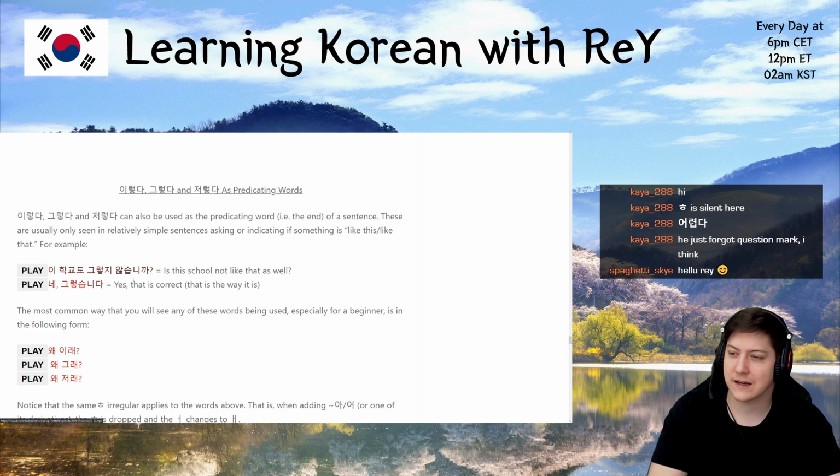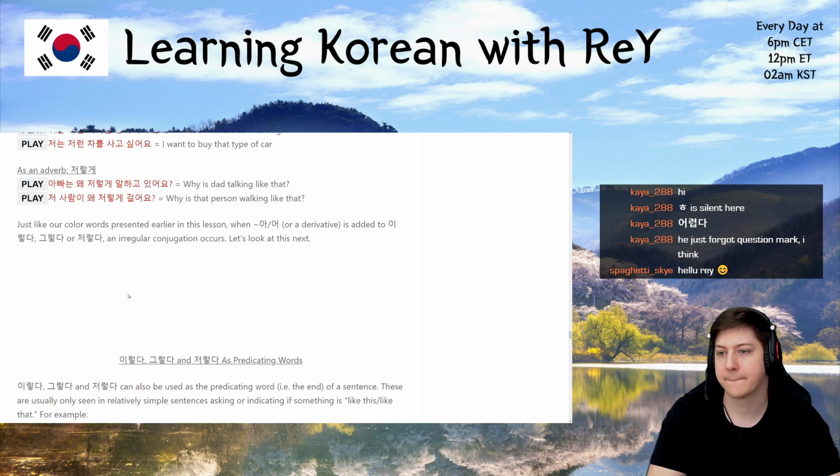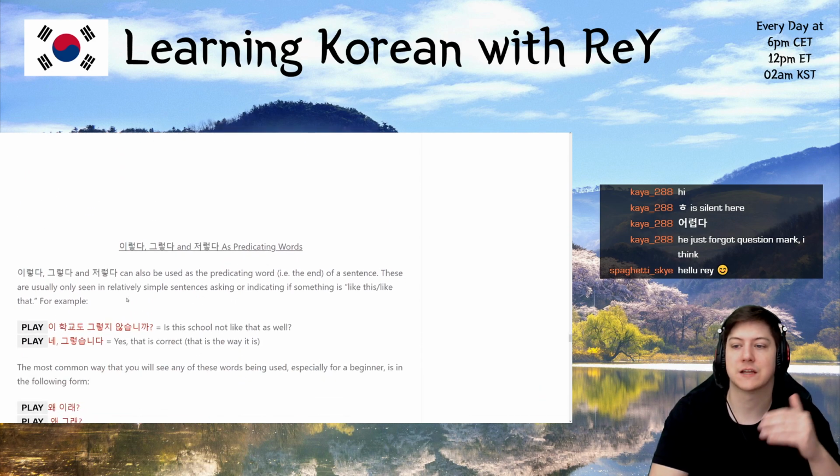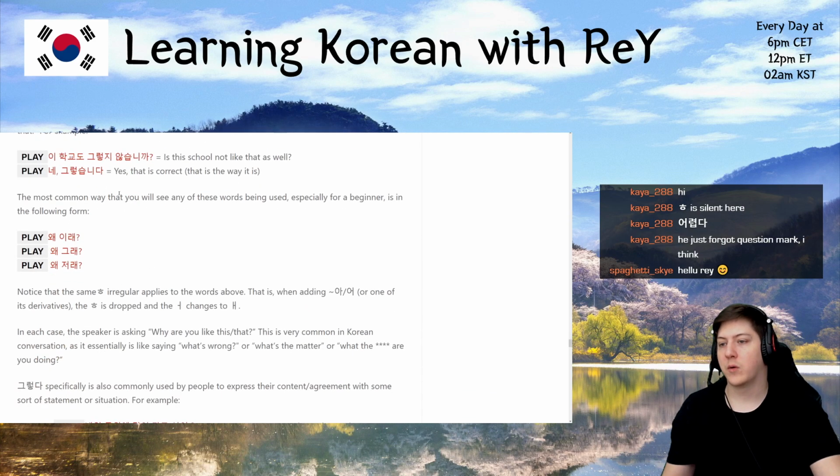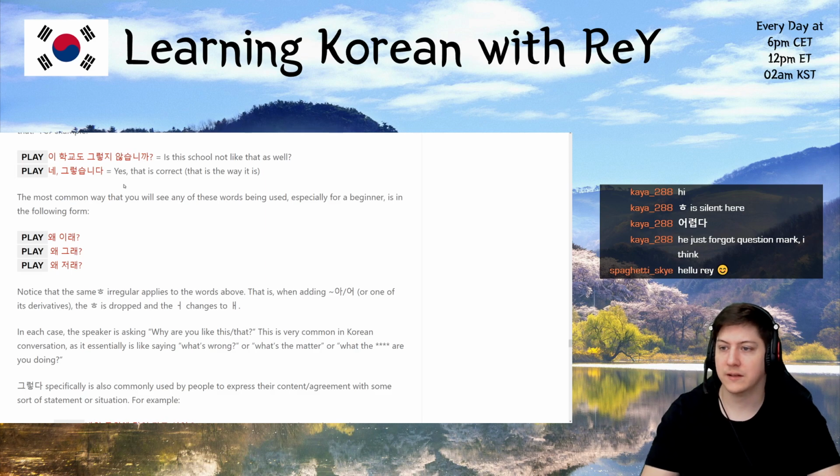Okay, so it's kind of used like a verb. Yeah, I guess, or like an adjective, yeah. As an adjective predicating a sentence. Okay, the most common way that you will see any of these words being used, especially for beginners, is in the following form.